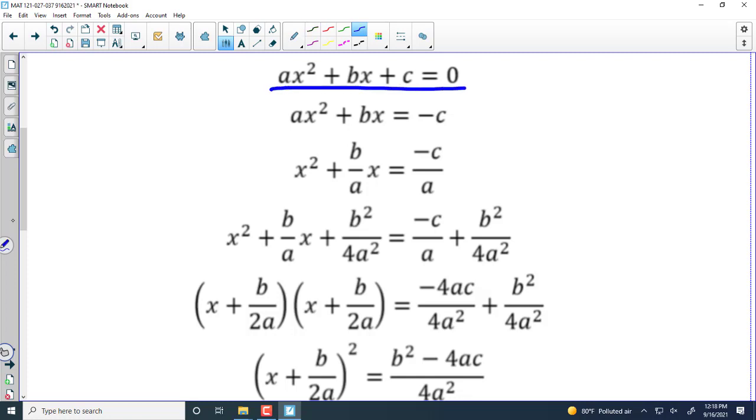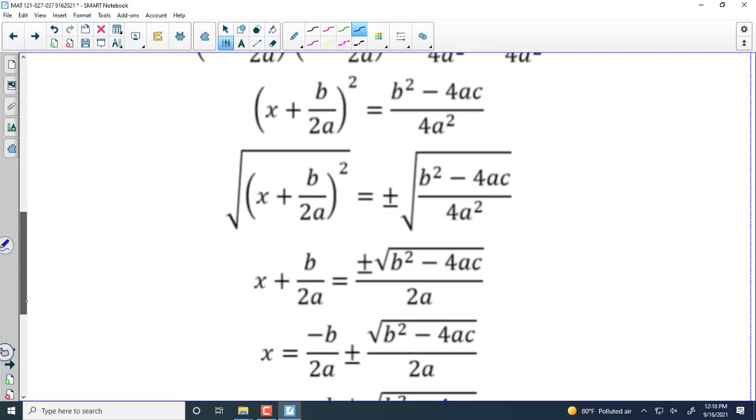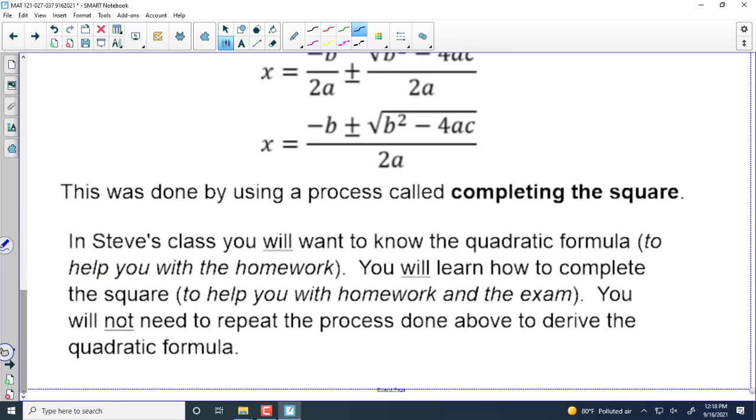Now, is that how we find zeros, everyone? We set an equation equal to 0 and solve for x? Then they used this process and they solved it. And they ended up with the quadratic formula, using a process called completing the square.